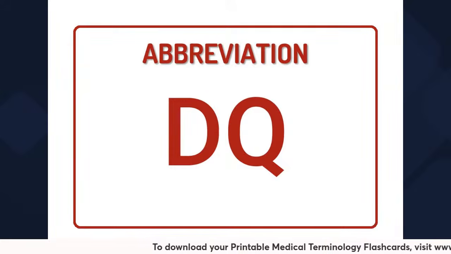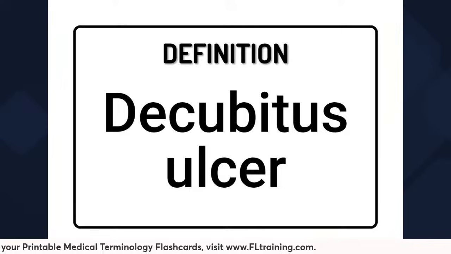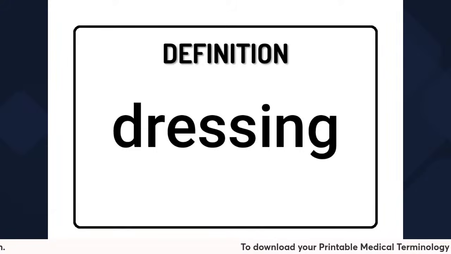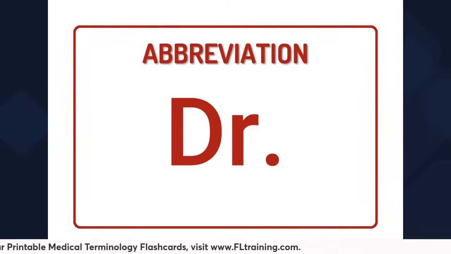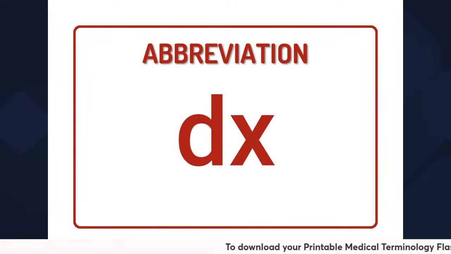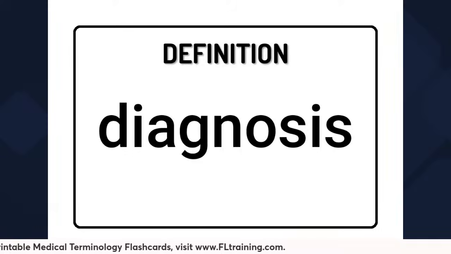DQ is not a common abbreviation. However, it means decubitus ulcer. DRSG is short for dressing. So your patient could have a wound care order that requires the dressing to be changed once per day. DR is short for doctor. DX is the medical abbreviation for diagnosis. It's the reason that your patient is admitted to the hospital.